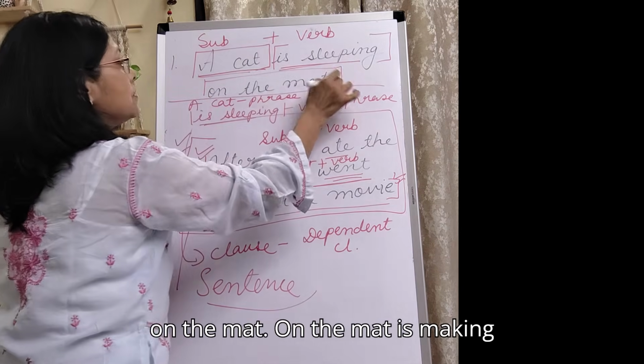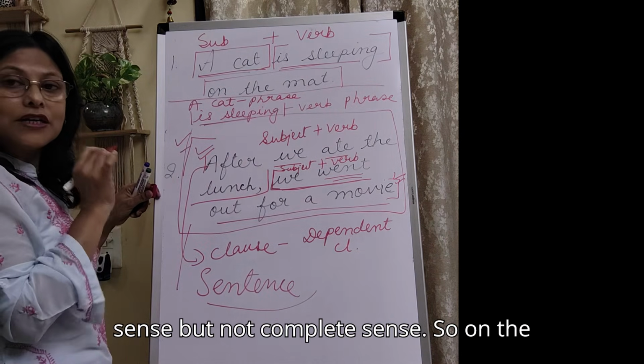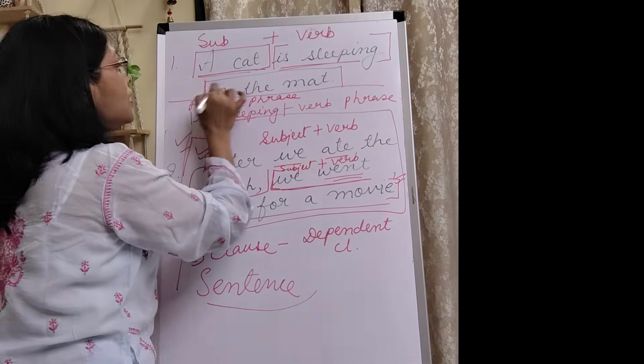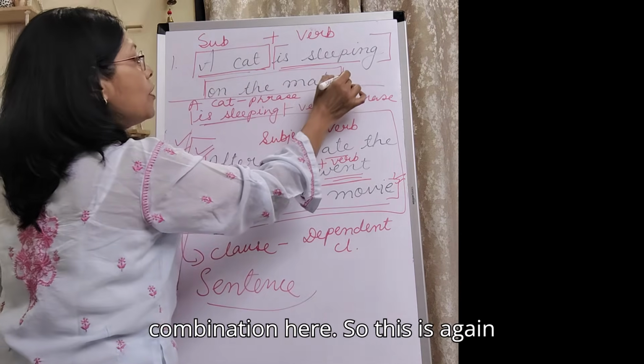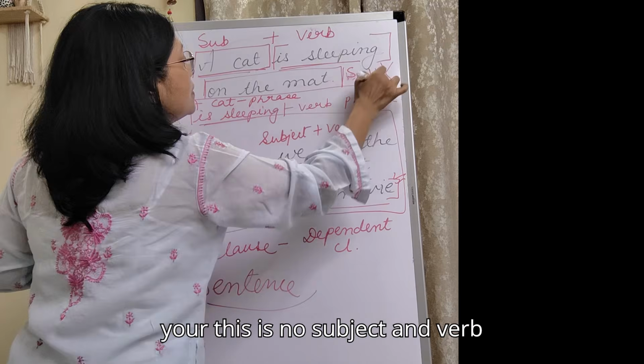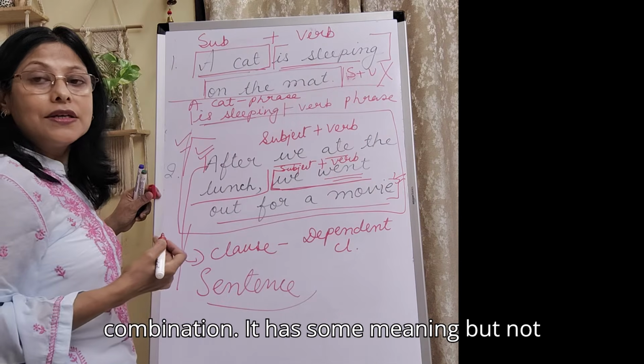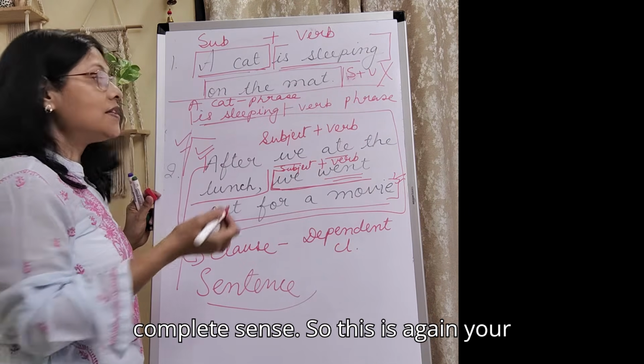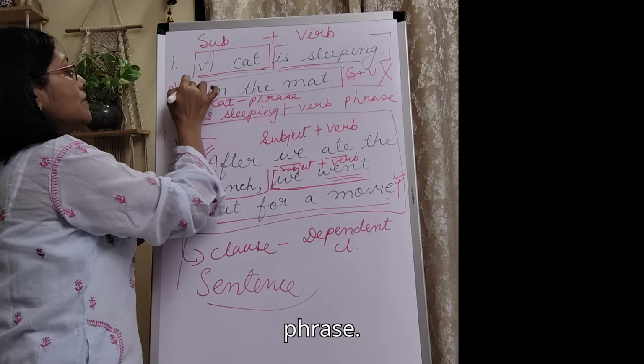On the mat. "On the mat" is making sense but not complete sense. So in "on the mat", there is no subject and verb combination here. It has some meaning but not complete sense. So this is again your phrase.